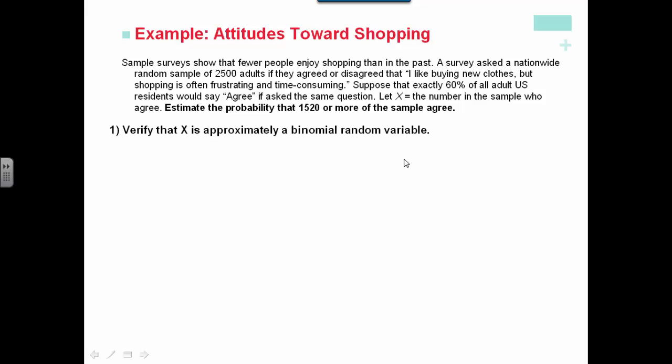Example. Verify that x is approximately a binomial random variable. For this example, a survey asked a nationwide random sample of 2,500 adults if they agreed or disagreed: I like buying new clothes, shopping is often frustrating and time-consuming. 60% of all U.S. residents would say they agree if asked the same question. Estimate the probability that 1,520 or more of the sample agree.